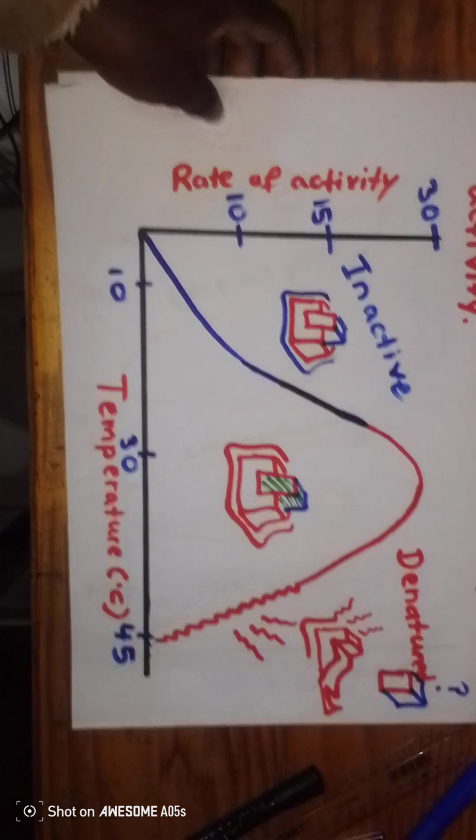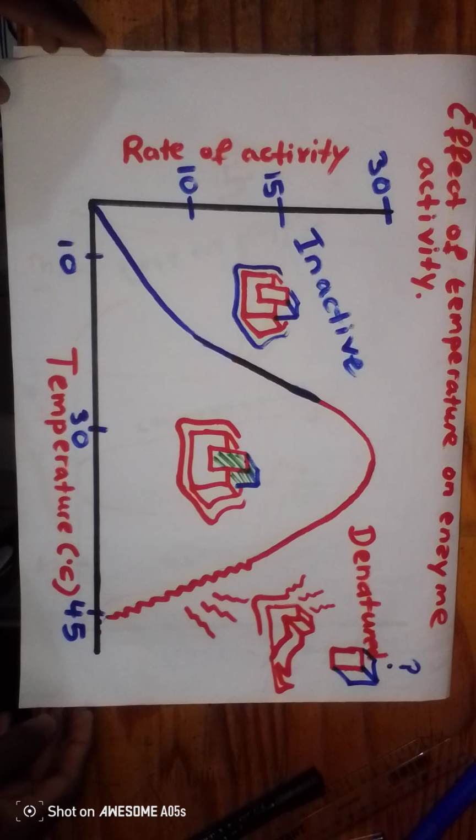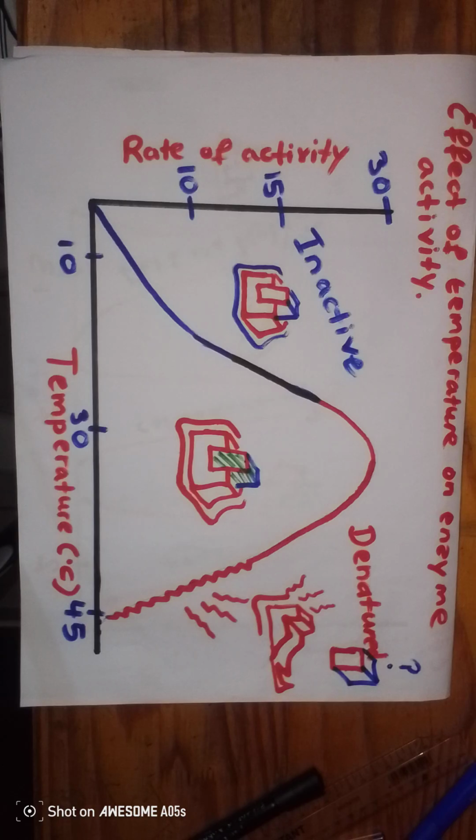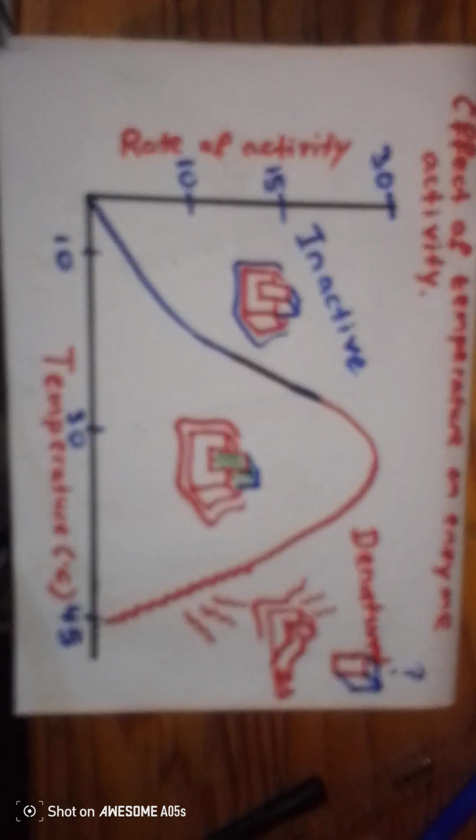the effect of temperature on enzyme activity. So the activity of an enzyme is affected by temperature and pH. We'll first look at temperature. We have a graph there that shows how temperature affects the activity of an enzyme. Initially we see the different temperatures: 10, 30, and 45.